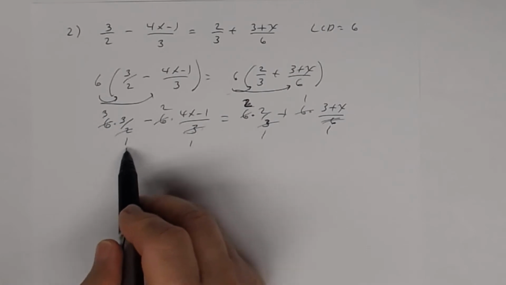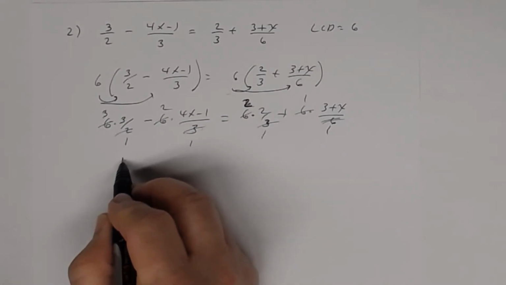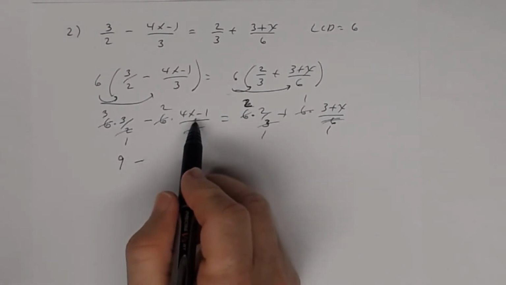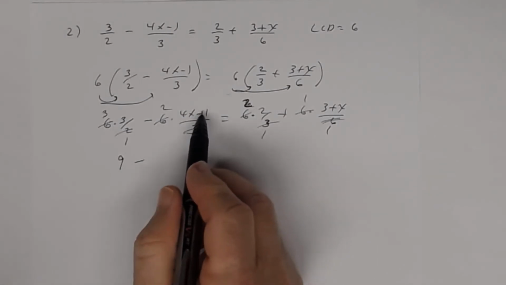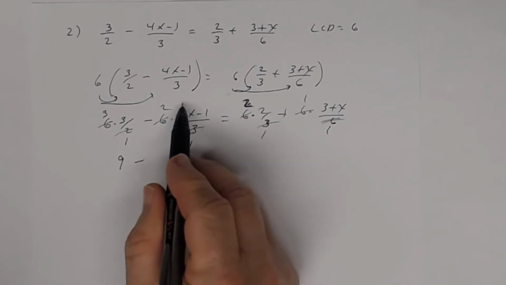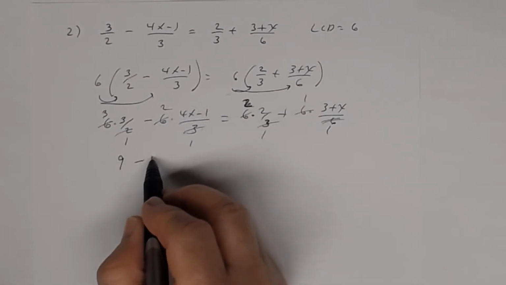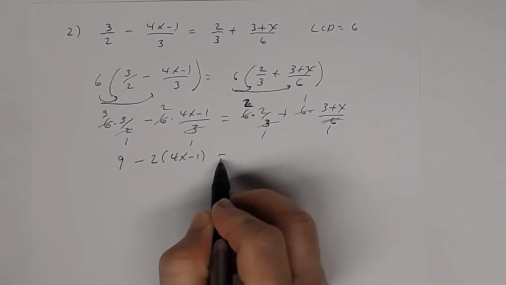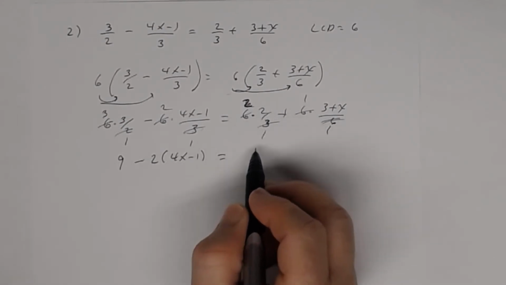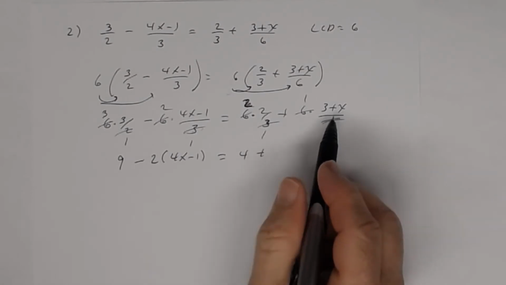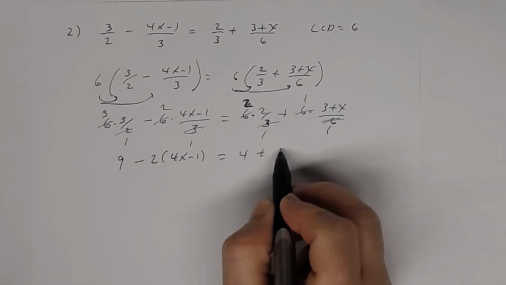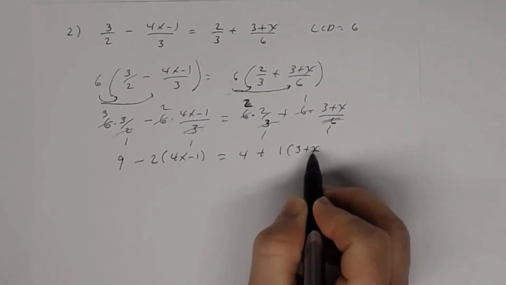3 times 3 is 9, right? Minus, all right, now be careful here. Remember our discussion earlier. (4x minus 1) divided by 1 is 4x minus 1, but all of that's being multiplied by 2. So I'm going to write it like this, 2 times, in parentheses, 4x minus 1, equal 2 times 2 is 4, plus, and the same thing here, 3 plus x is being multiplied by 1, right? So 1 times (3 plus x).